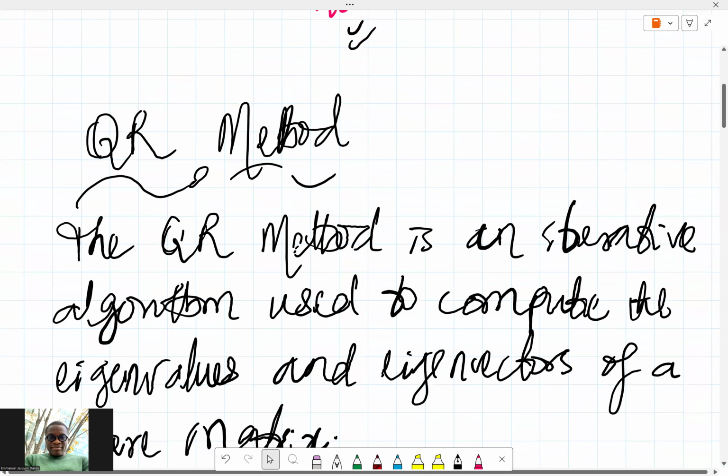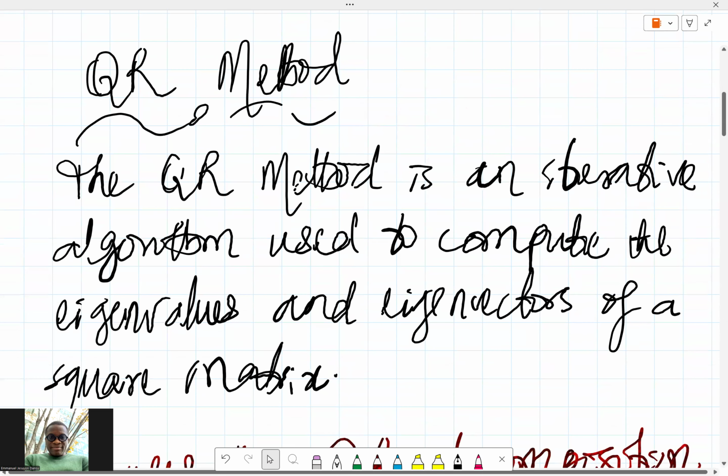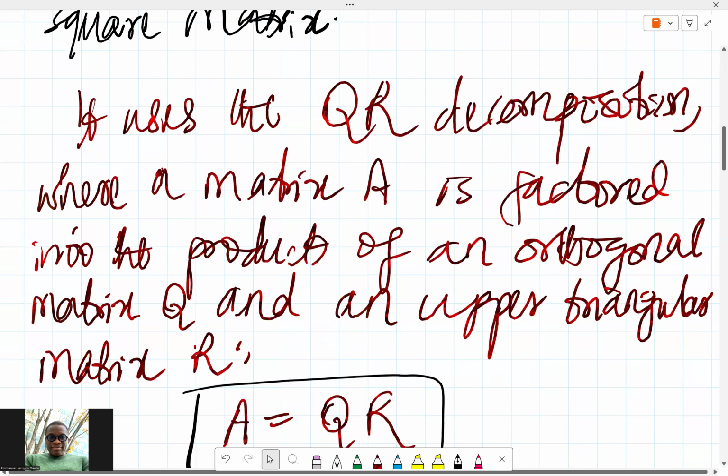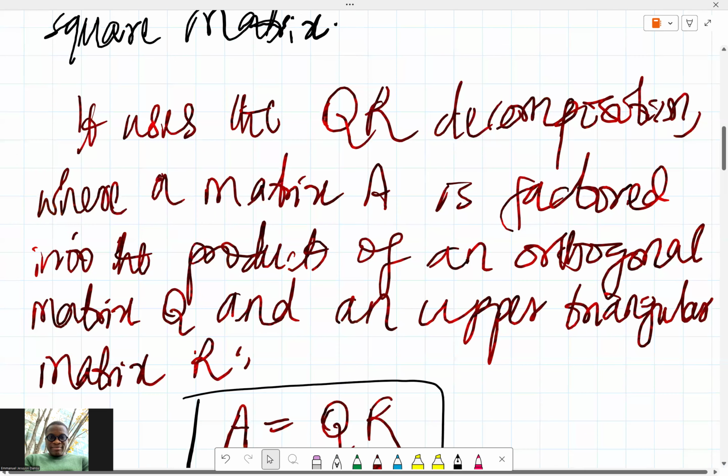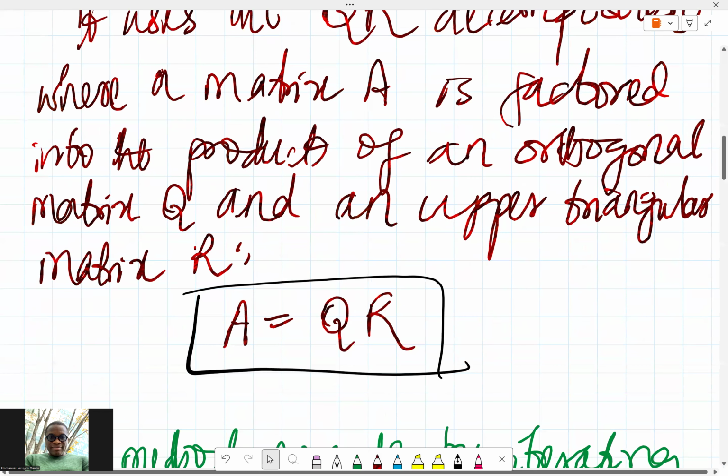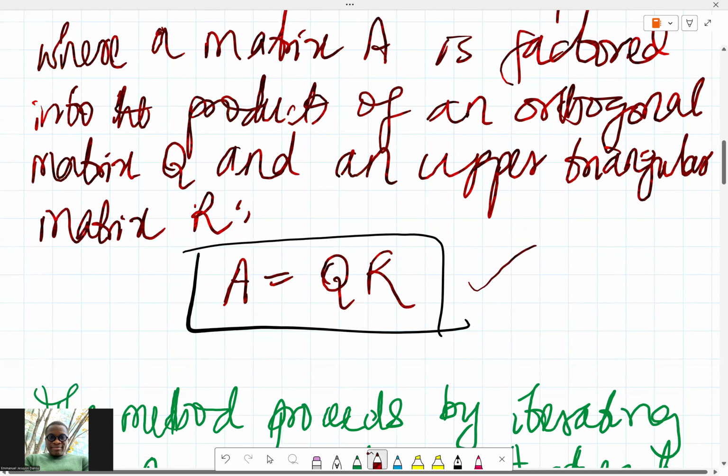So, talking about the QR method: it's an iterative algorithm used to compute the eigenvalues and eigenvectors of a square matrix. It uses the QR decomposition, where a given matrix A is factored into the product of an orthogonal matrix Q and an upper triangular matrix R, such that A becomes QR.